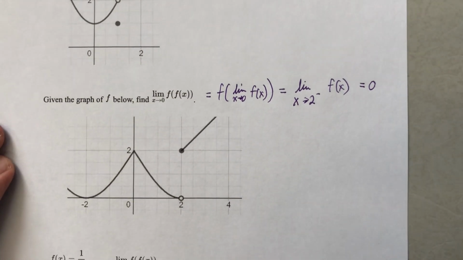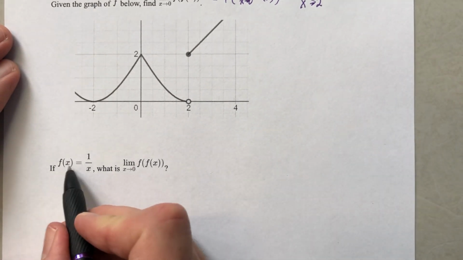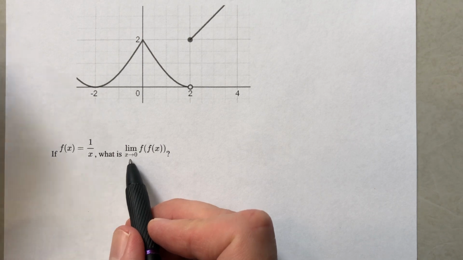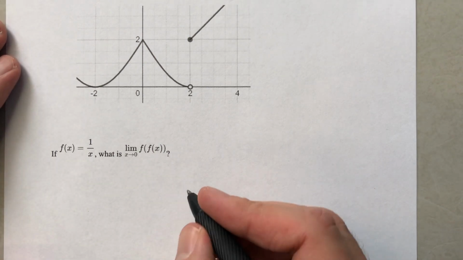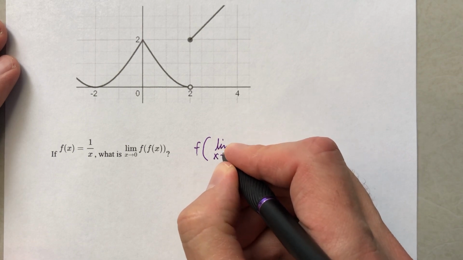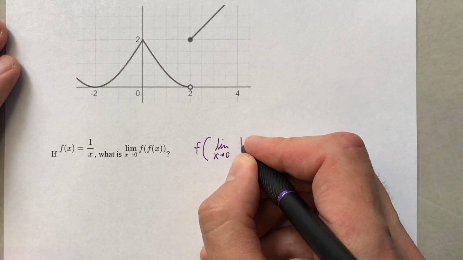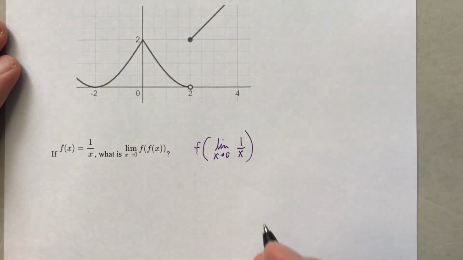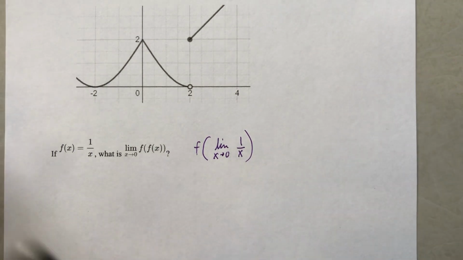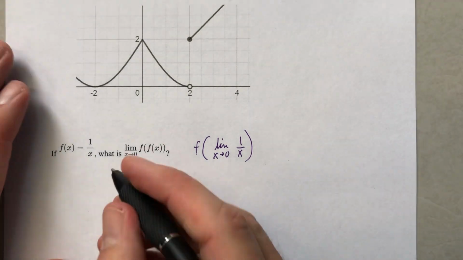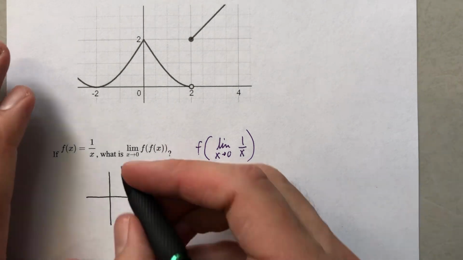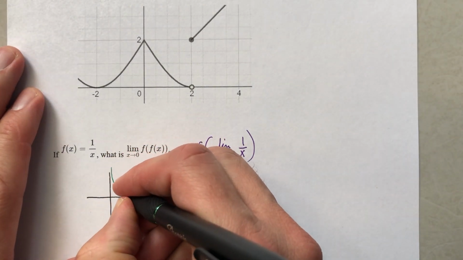All right, last problem on this page. If f of x equals 1 over x, what is the limit as x approaches 0 of f of f of x? What we really need to do is find that. This is f of x. Can we plug a 0 in? No. Can we figure it out based on the graph? Actually, no. This is the graph of 1 over x, right here.